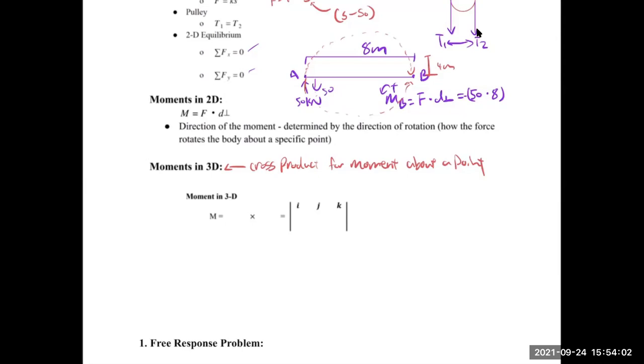Okay, so the moment will be, like I said, R multiplied by F. Let's say this is RAB multiplied by the force FA. So I will write this out: the top row is RABx, RABy, RABz, and the bottom row will be FAx, FAy, FAz. Then do the cross product that I showed you how to do in the previous slide.